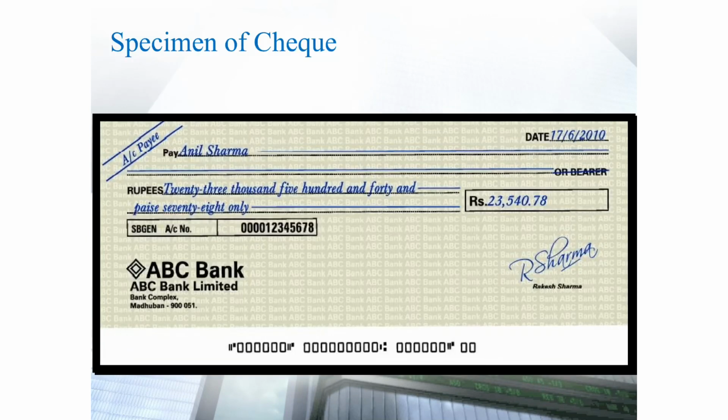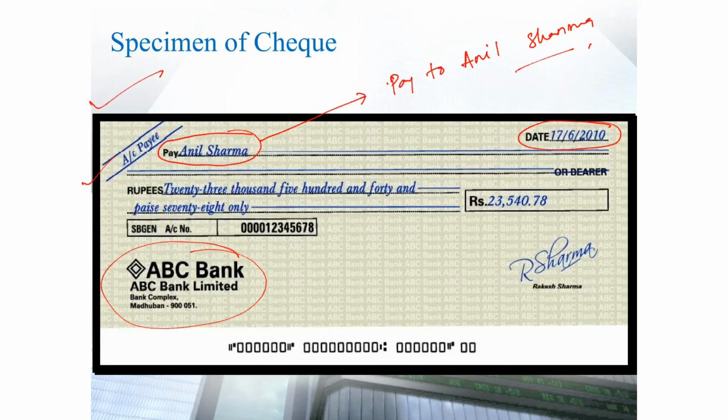Now, this is the specimen of a cheque. If you see, there is an account pay cheque, date mentioned here, who is the person, pay to whom, pay to Anil Sharma. Next, the name of that bank, who pays that person, what is the amount, this is the amount, what is the account number, this is the account number. This is the specimen of a cheque. Okay.